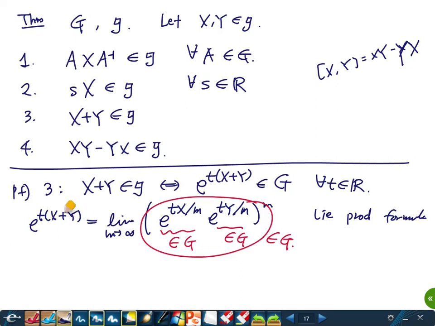We know that this is invertible. So G is a matrix Lie group, and the limit exists, and it's invertible, and it must be in G. That's the definition of matrix Lie group. So this is in G. Yeah, that's the proof. For the proof of four, see the textbook.